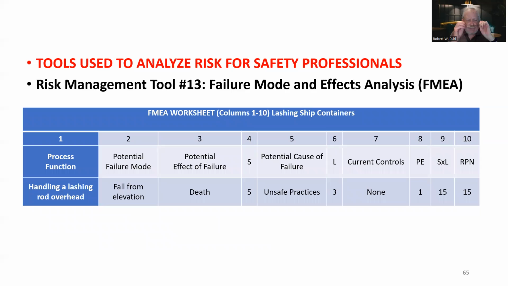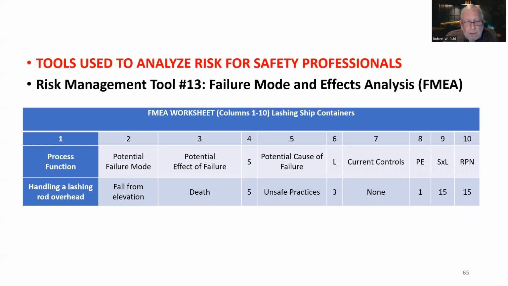Okay, this is the FMEA worksheet, first columns. Process function is handling a lashing rod overhead. This is what they're going to do here. They're lashing ship containers. Potential failure mode, fall from elevation. Potential effect, death. Yeah, if you're up high and you fall, you're going to die.